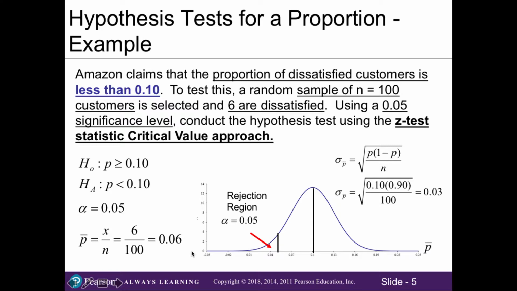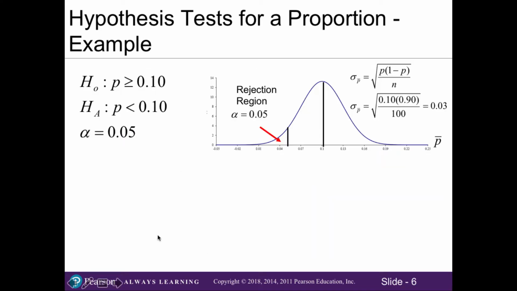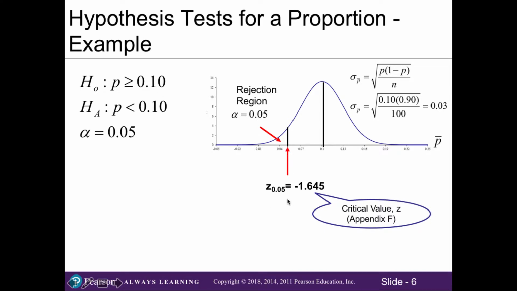It's really important to make sure we keep straight our sample proportion versus our population proportion, because they are both used in our Z test statistic formula. So just bringing over what we have from the last slide, we're going to identify where our rejection region is. And that's based off of our alpha value of 0.05.